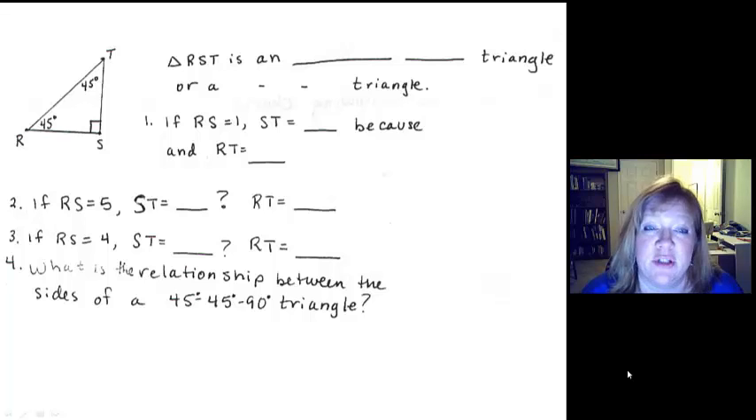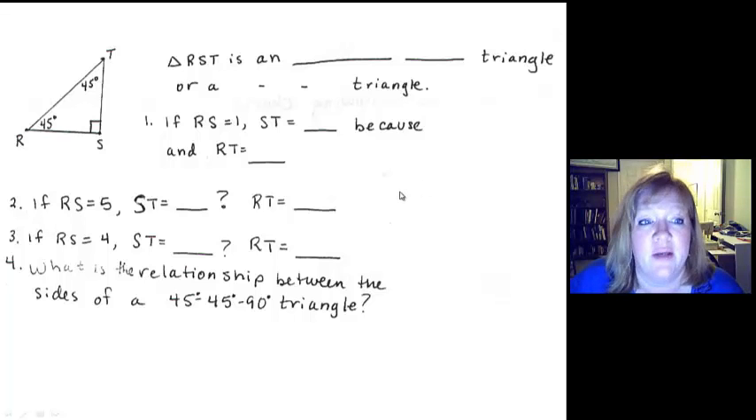If you notice this triangle RST here, you have two angles that are equal. And if you remember geometry, you learned that the sides opposite equal angles are themselves equal. So this leg and this leg of this right triangle have to be equal, and you've got the 45, 45. This is called an isosceles triangle, and RS and ST are the legs, and RT is the hypotenuse.